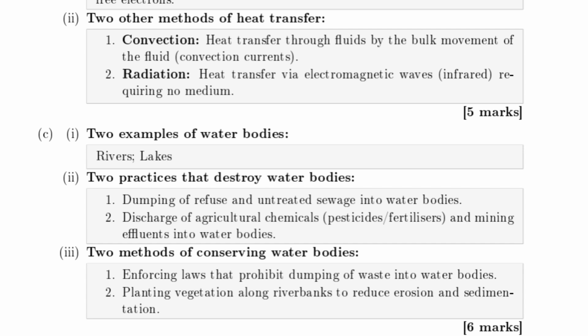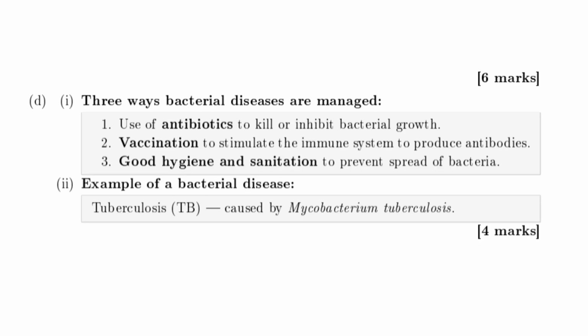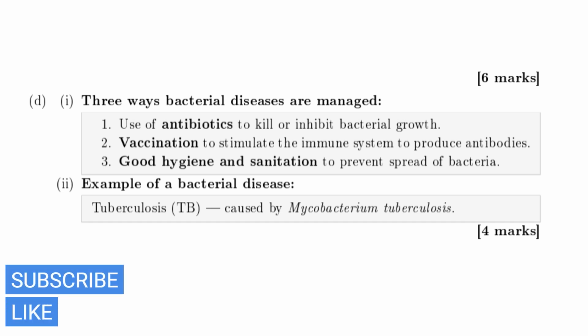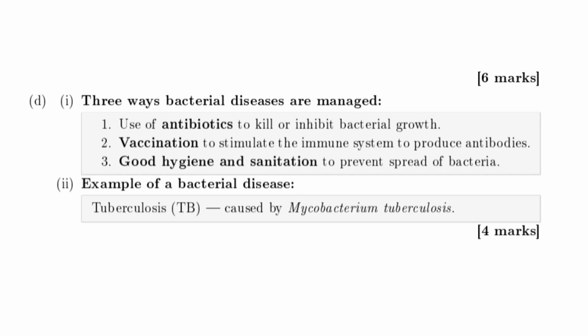Ways bacterial diseases are managed: the use of antibiotics to kill and inhibit bacterial growth, vaccination, and good hygiene and sanitation. An example of a bacterial disease is tuberculosis. So this is the end of paper 2.